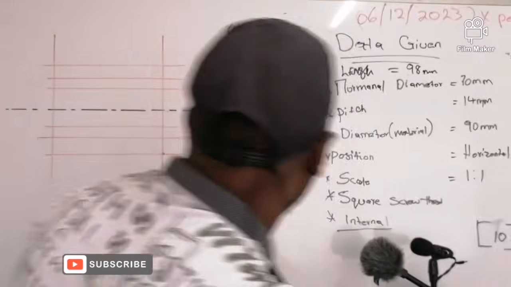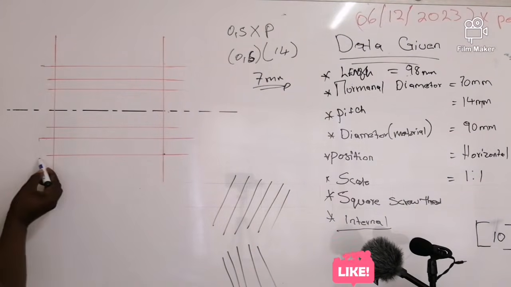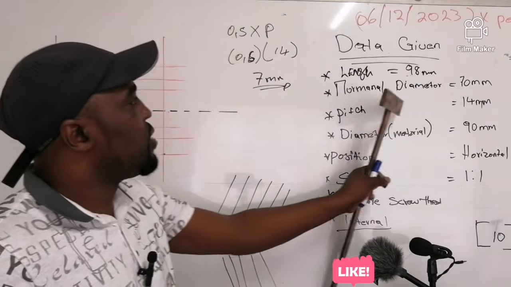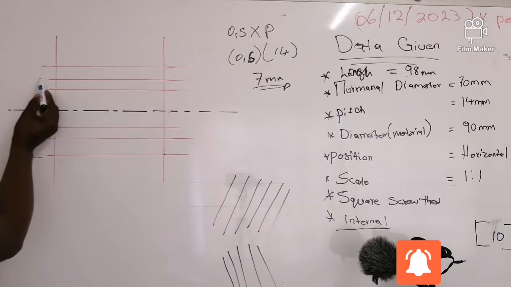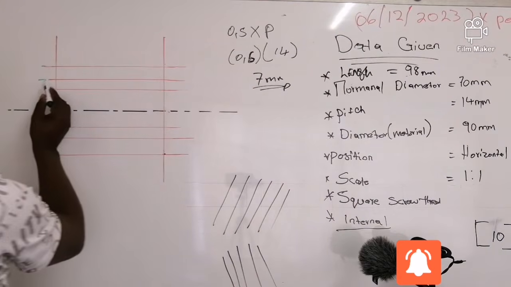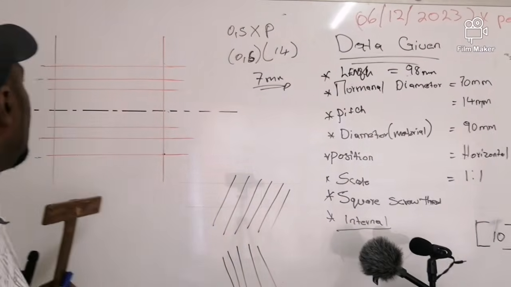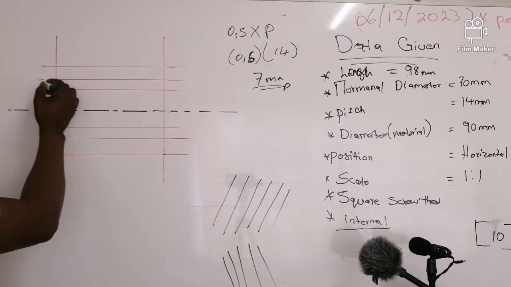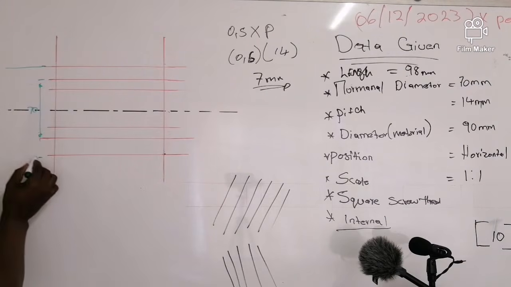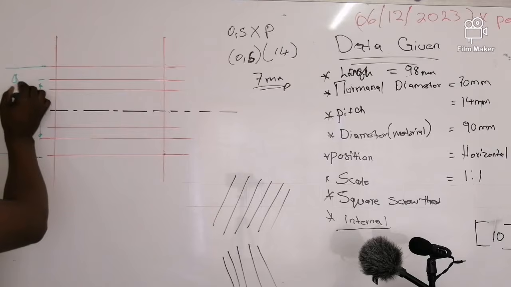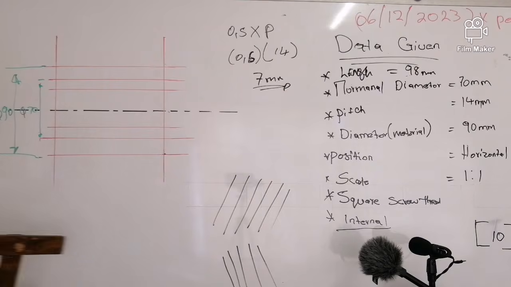Right. After you've gotten your 7 millimeter, what do you do with it? So remember that from here till here is how much? It's the outside diameter, which is 90 millimeter, isn't it? From here till here, and then from here till there is what? Is the nominal diameter, which is 70 millimeter. This is 90 diameter. Let me put it as diameter, because these are diameters.